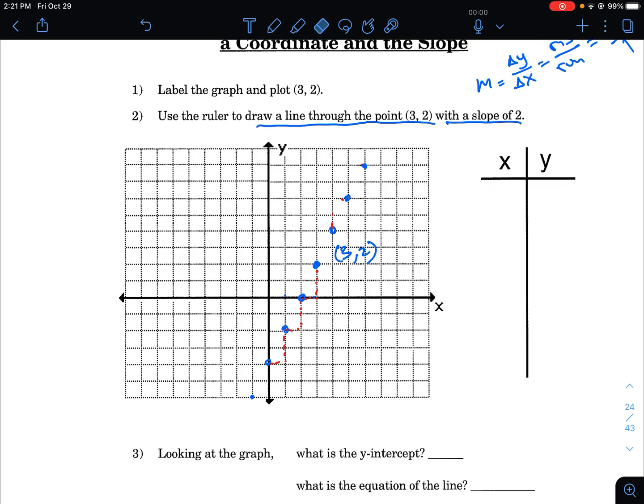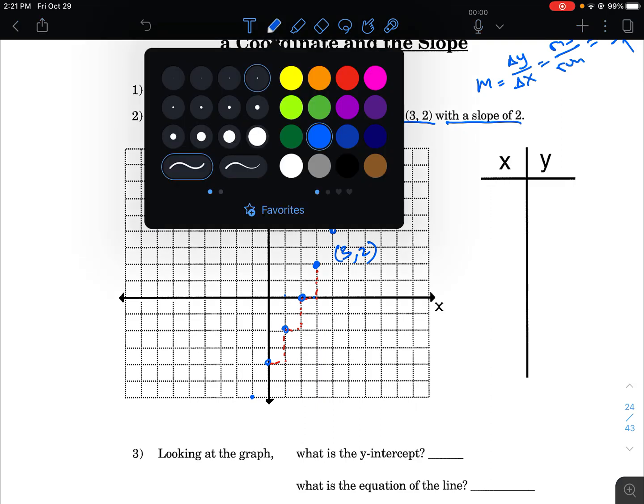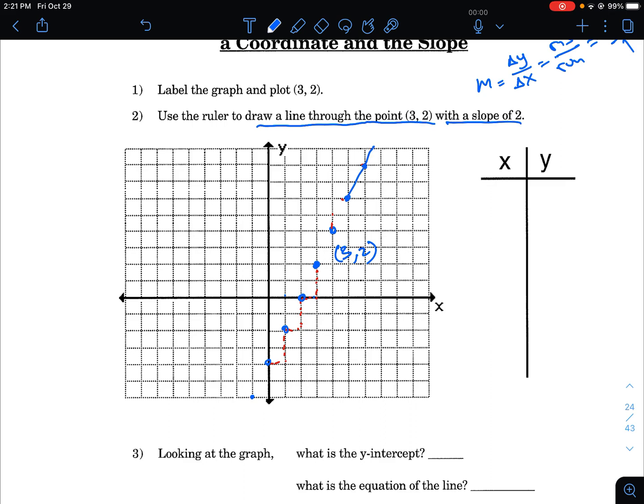So what does our line look like? It's just a straight line that runs through all those points. Ta-da. Pretty great.